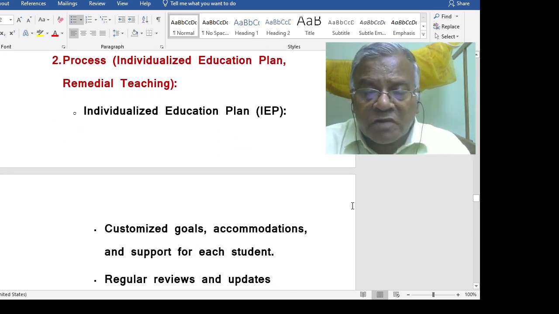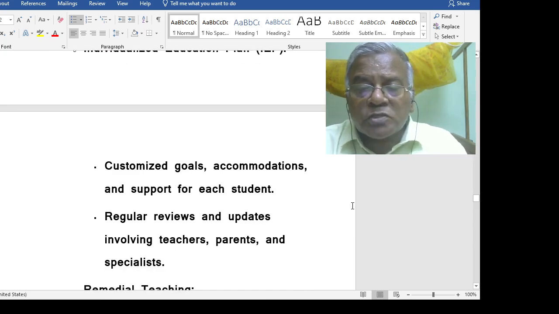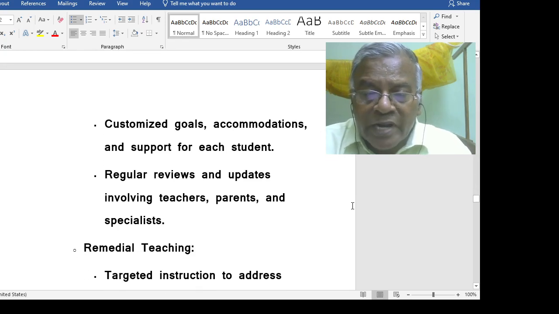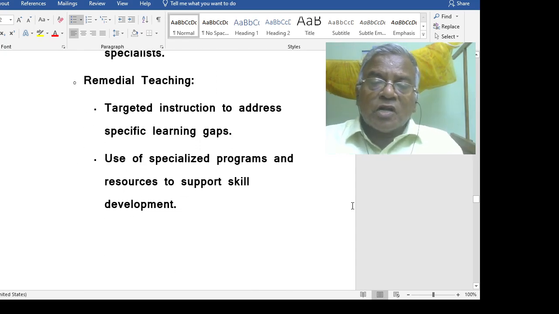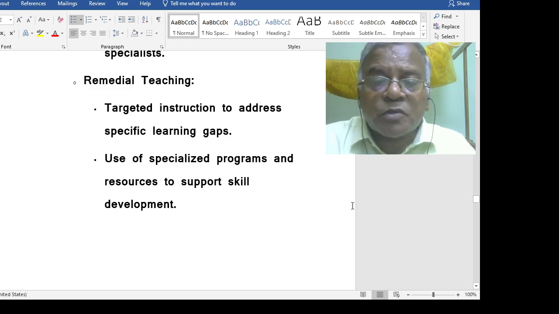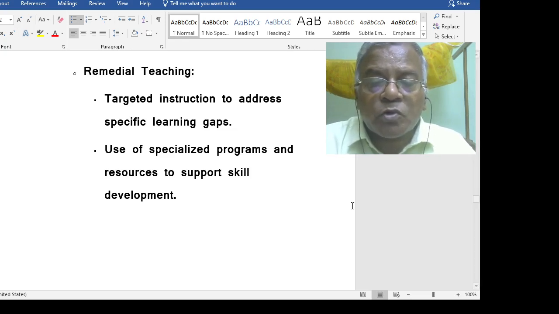Individualized education plan, what does this mean? Customized goals, accommodations and support for each student. Regular reviews and updates involving teachers, parents and specialists. Remedial teaching: targeted instruction to address specific learning gaps, and use of specialized programs and resources to support skill development.